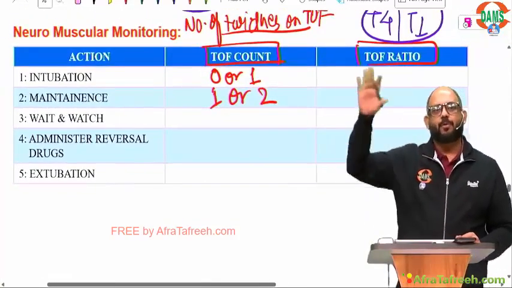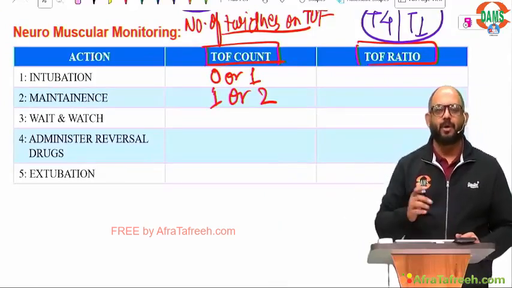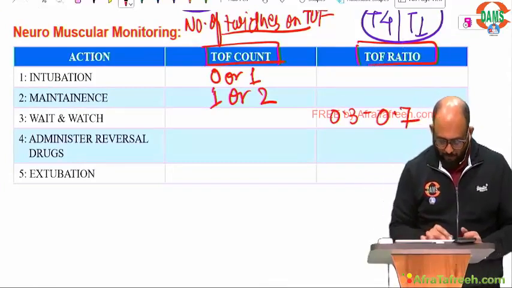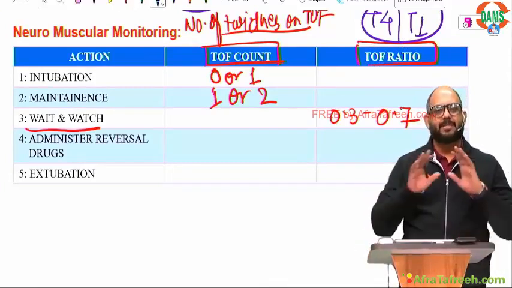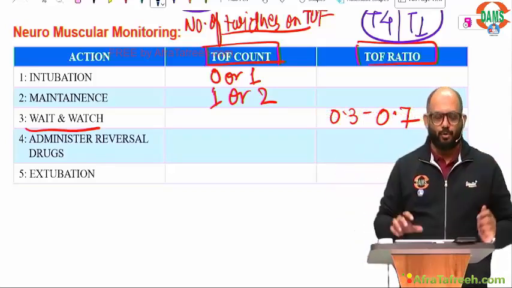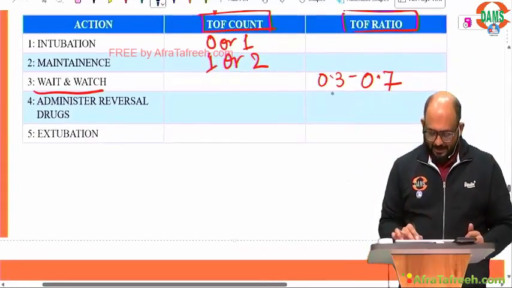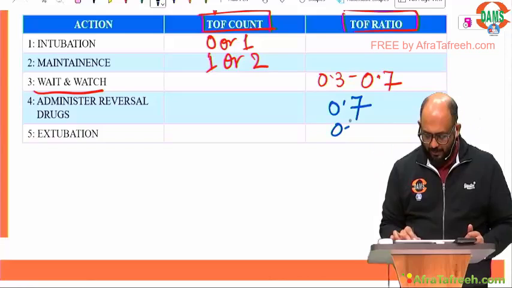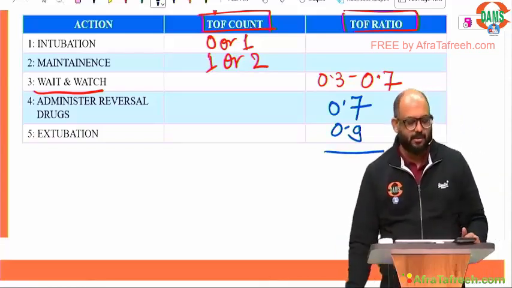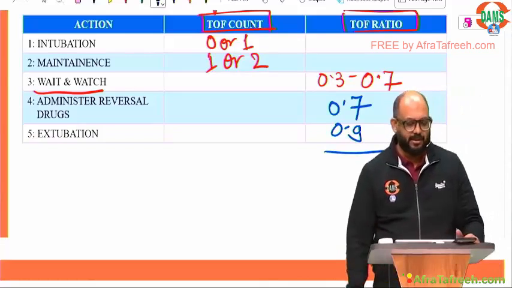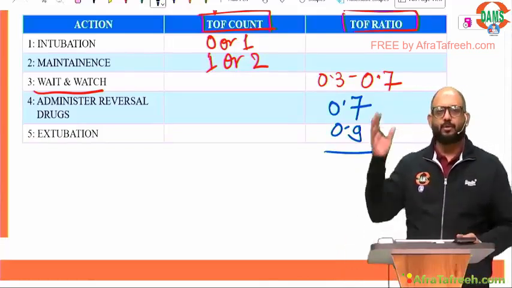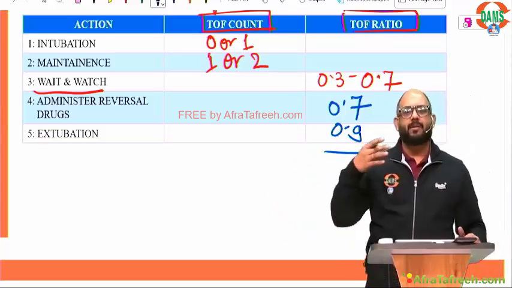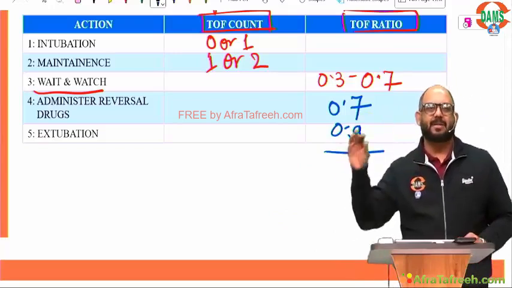When the TOF count becomes 4, then you see the TOF ratio. If the ratio is between 0.3 to 0.7, you wait and watch. That means the muscle is still significantly blocked, so you don't do anything. Then at 0.7, you administer reversal, that is neostigmine and glycopyrrolate, and at 0.9, you can safely extubate the patient. So we use TOF ratio and TOF count to decide when to extubate, and the level required for maintenance as well as intubation.